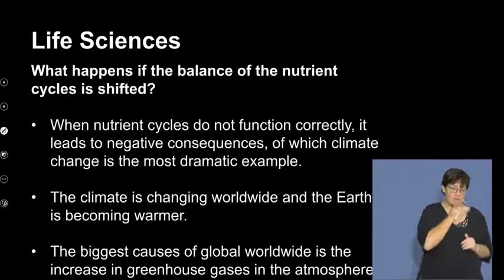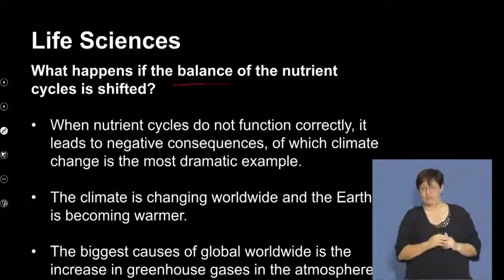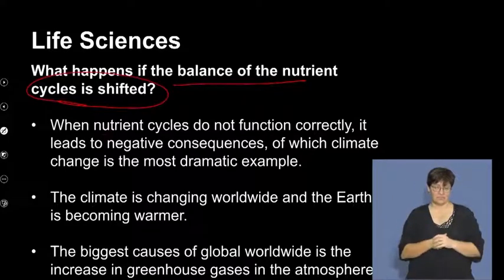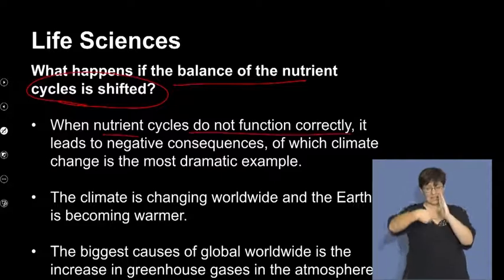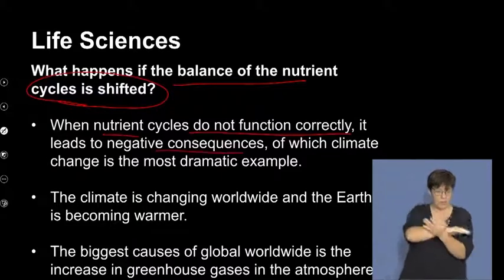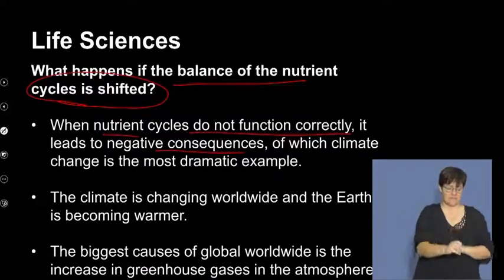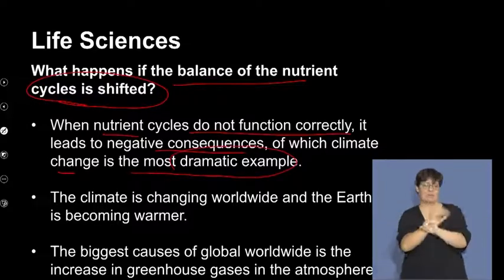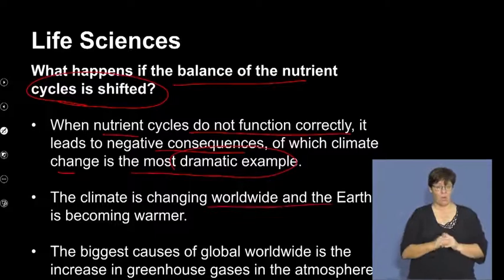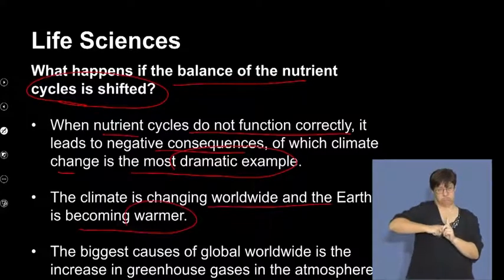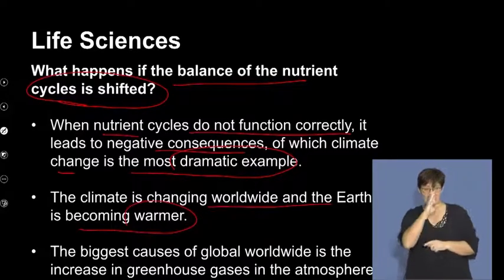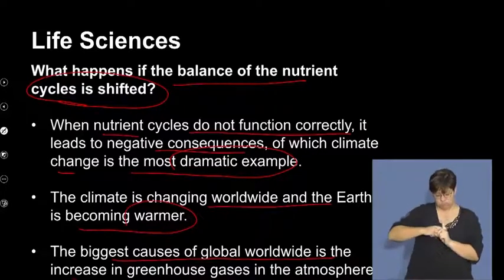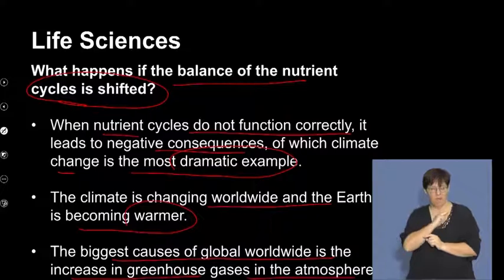It's important that we understand that this balance in nature is important to be maintained. So when the nutrient cycles do not function correctly, it leads to a negative consequence, which in turn can affect the climate and many organisms drastically. The climate is changing worldwide, and the Earth is becoming warmer. We've discussed that when we looked at the carbon cycle. The biggest cause of global worldwide warming is an increase in greenhouse gases in the atmosphere.